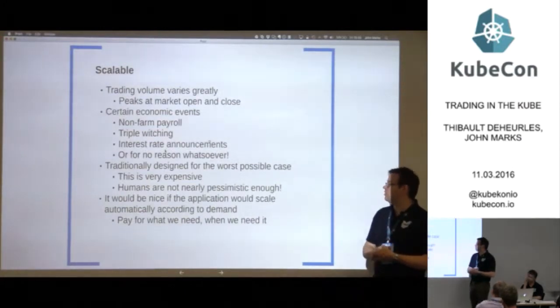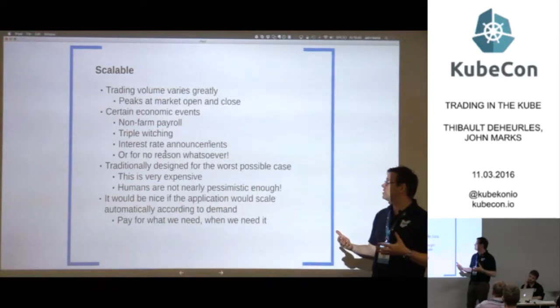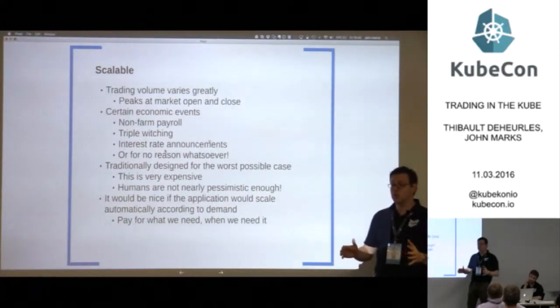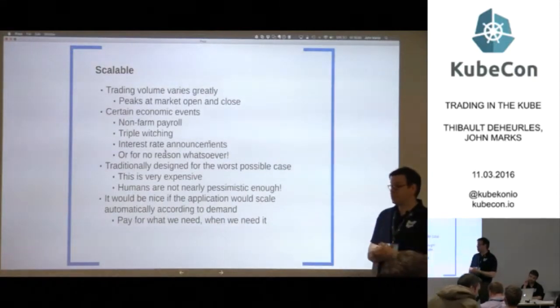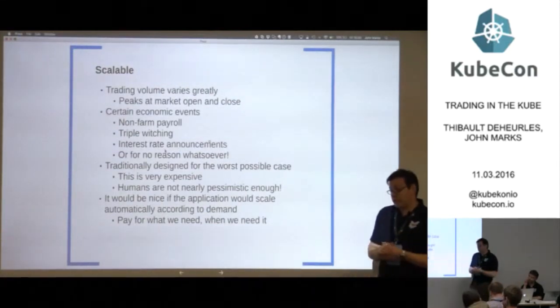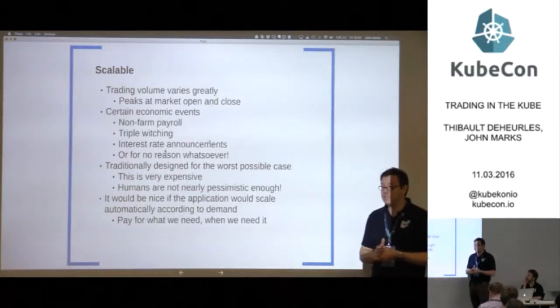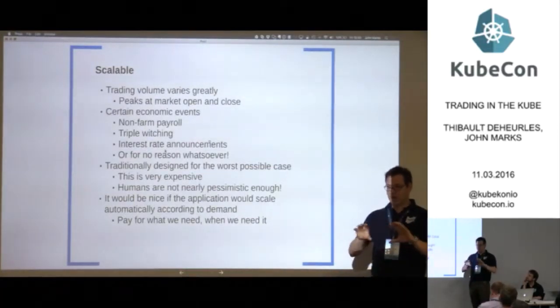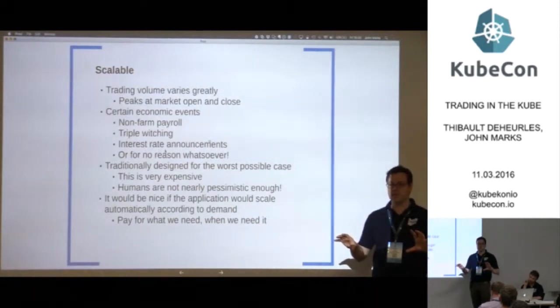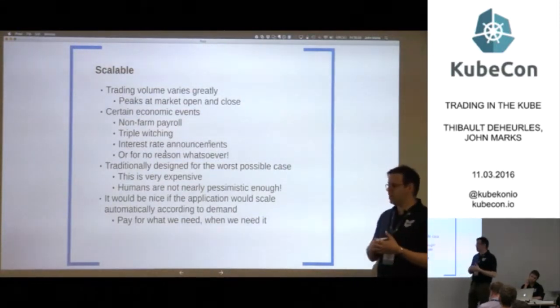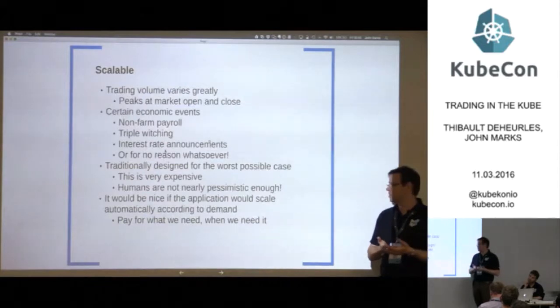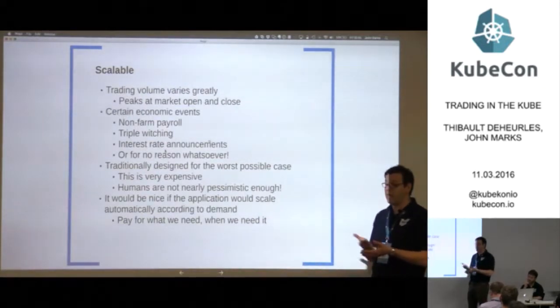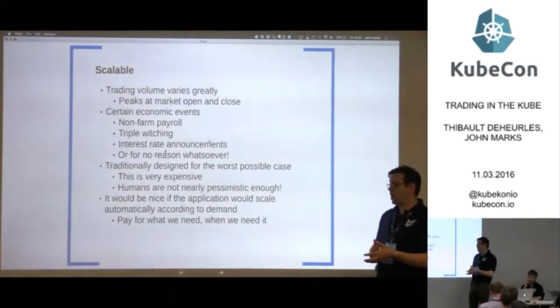Traditionally what we've done is design for the worst possible case, throwing as much hardware as we can at the solution, or as we can afford. The downsides to this are, firstly, it's very expensive, and secondly, humans just aren't pessimistic enough. We think that we have a setup that will cover all of our possible needs. Invariably, it's not the case. Something comes up that surprises us. So it would be nice if applications would scale automatically according to the demand. And it would be nice if we only paid for what we needed at the time when we needed it.